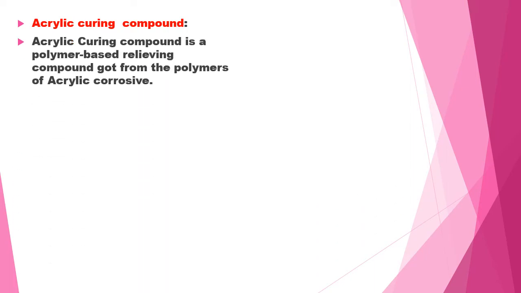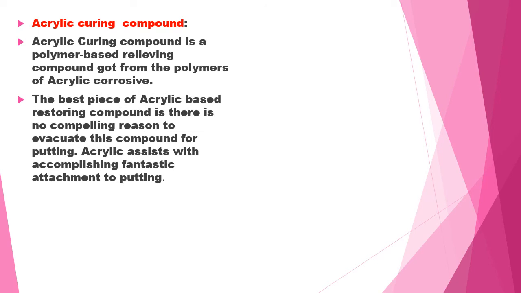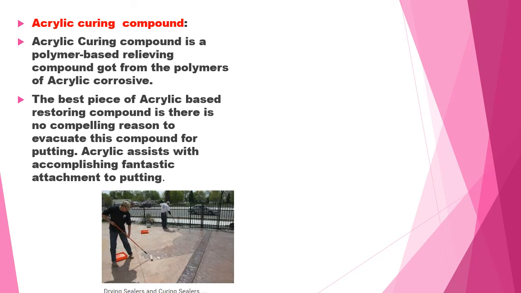Acrylic curing compound. Acrylic curing compound is a polymer-based curing compound derived from the polymers of acrylic acid. The best part of the acrylic-based curing compound is that there is no need to remove this compound for plastering. Acrylic helps to achieve excellent adhesion to plastering. This is the procedure of using the acrylic curing compound in the construction.